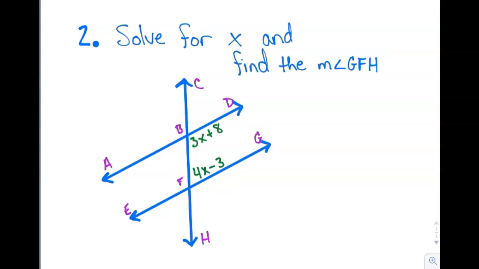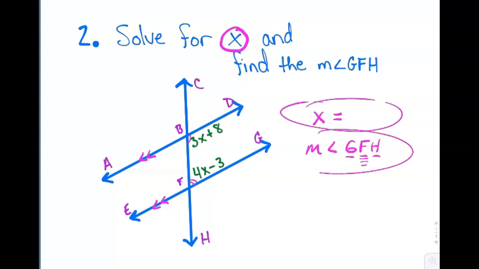Number 2 appears to be 2 parallel lines, and we'll go ahead and make those parallel, cut by a transversal here. Now 3x plus 8 is this angle, 4x minus 3 is that angle. So not only do we want you to solve for x, but I also want you to solve for angle GFH. Remember, you start at G, you turn at F, and you head toward H. So once you've found x, plug that in to find the measure of GFH. First though, what's the relationship between this and this? Remember, it's open notes, and it's going to help your grade for the first quarter, so go back and look it up if you're not sure.